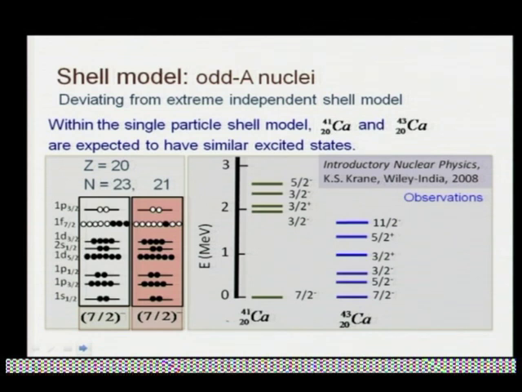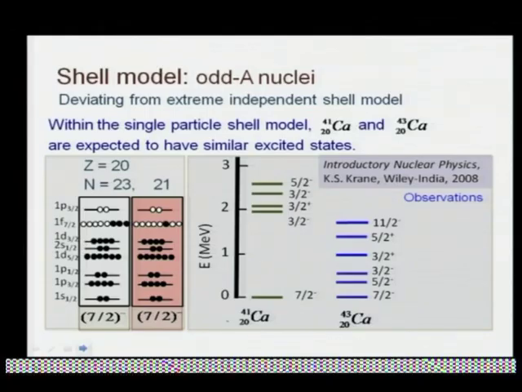absorbing the energy and jumping, or being excited, to the state p 3/2. p 3/2 has L equal to 1, therefore an odd parity state, and J is 3/2, therefore the spin of the nucleus corresponding to this is expected to be 3/2, and then we see that there is a 3/2 minus state, and there are other states like 3/2 plus, etc.